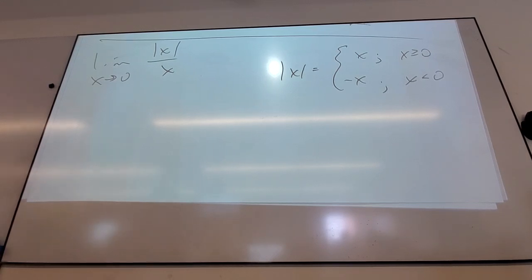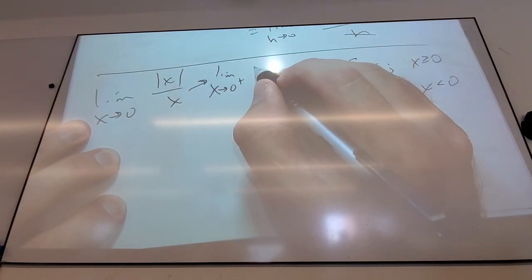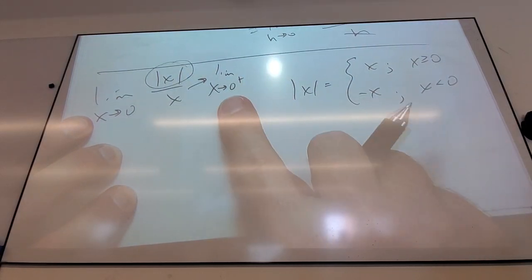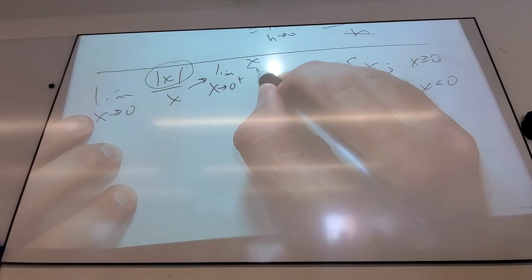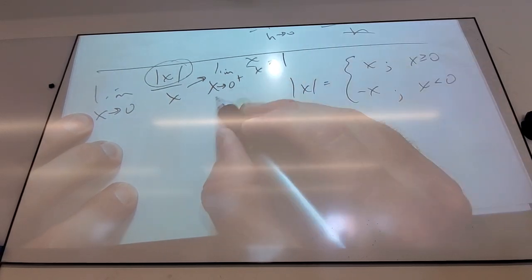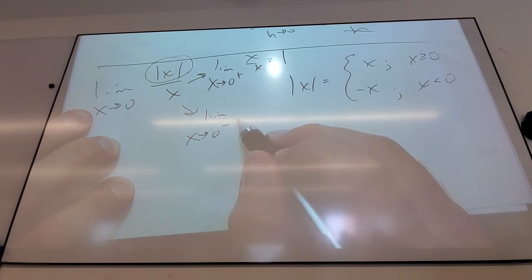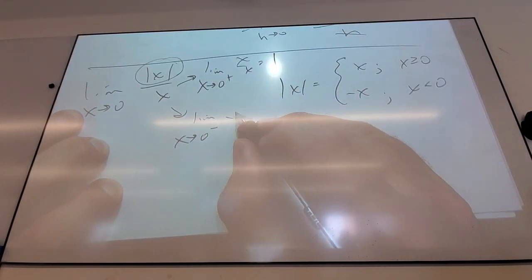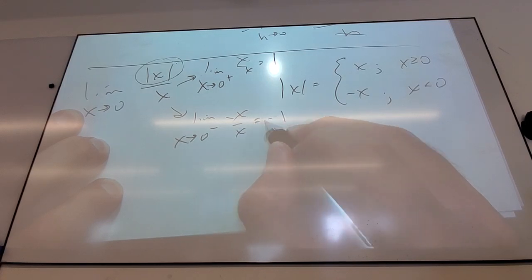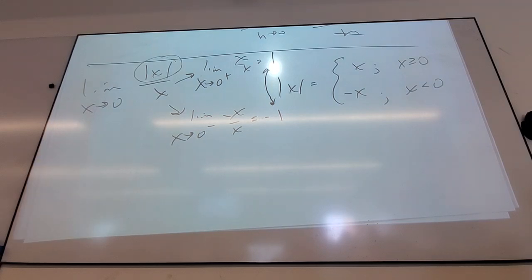Okay. So what if I approach it from the right? How can I rewrite this if I'm using numbers that are above 0? The absolute value of x equals x. So what's x divided by x? 1. If I approach it from the left, what's the absolute value of x? Negative x. What's negative x divided by x? -1. Does the limit exist? Nope. That limit does not exist.